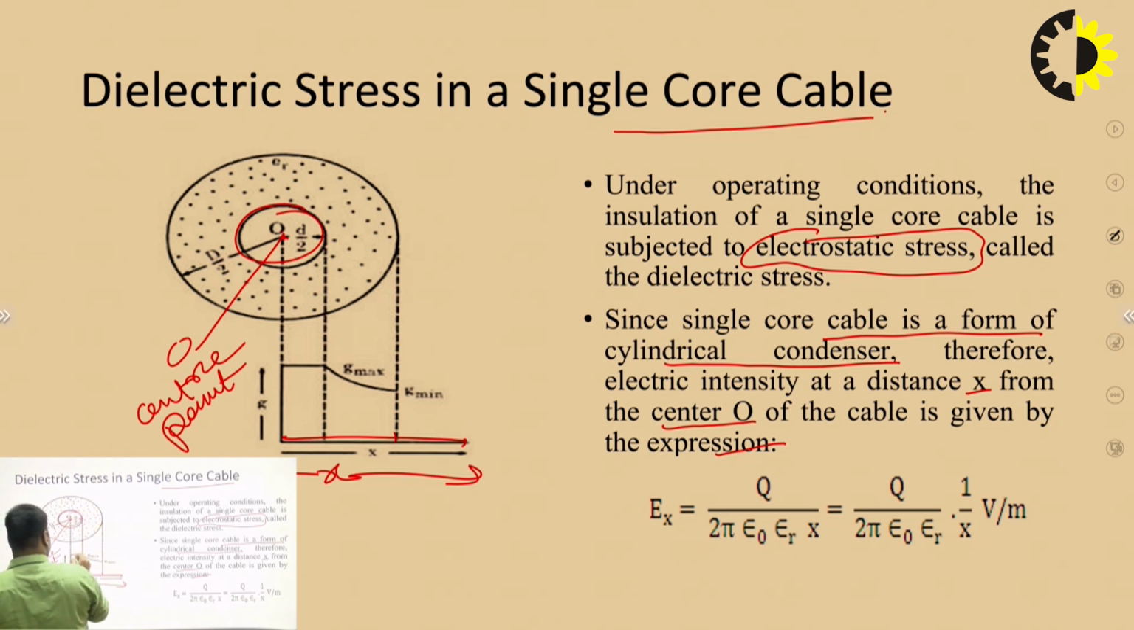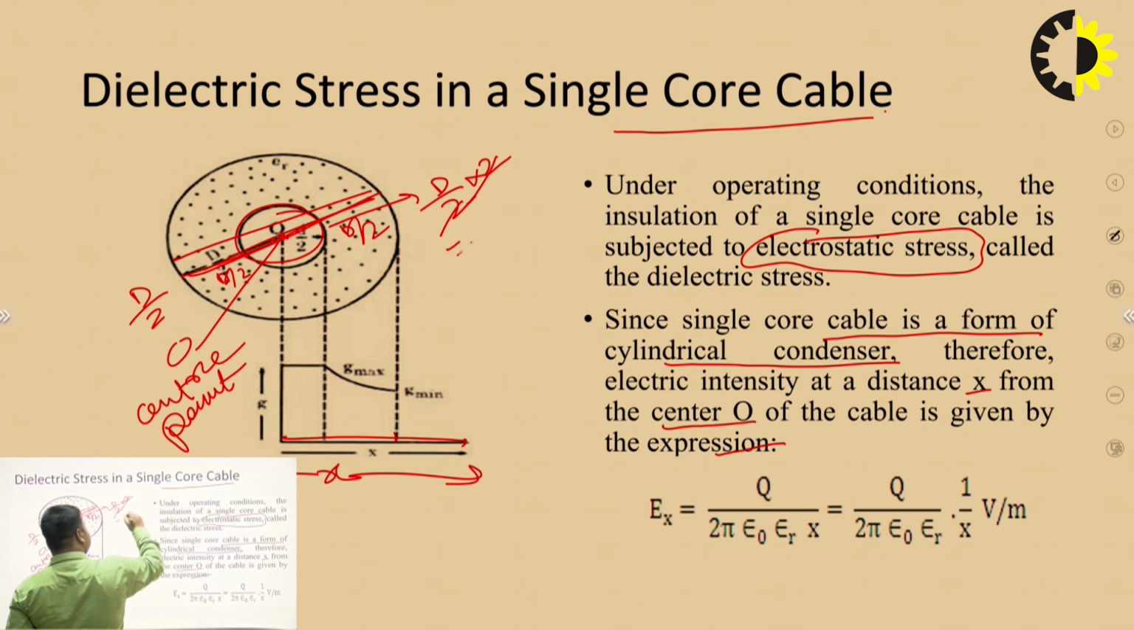So we will see this is small d, capital D, so this distance is D by 2. It is not a circular part, it is a cylindrical part. So the distance is D by 2, and this is also D by 2, that is D by 2 into 2, that is D. So this is D, and this distance is D by 2.